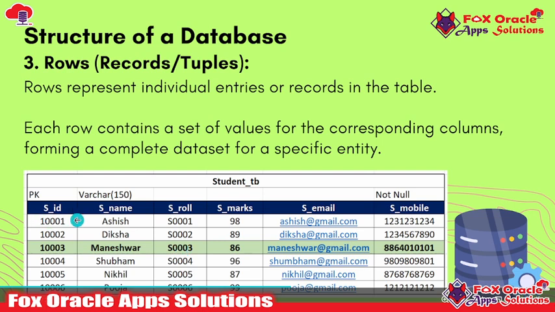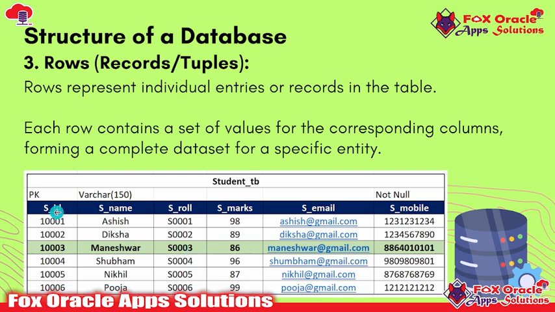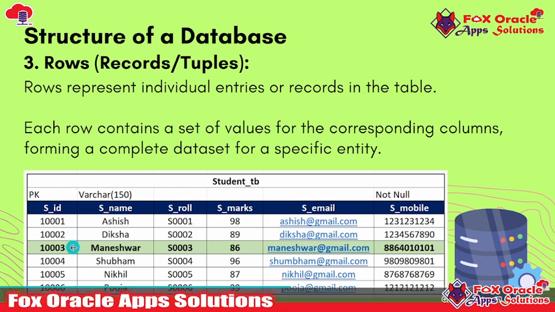This is the first row, where SID stands for student ID. The first record's student ID is 10001. The second row's student ID is 10002. The third row has the record ID 10003, and so on.